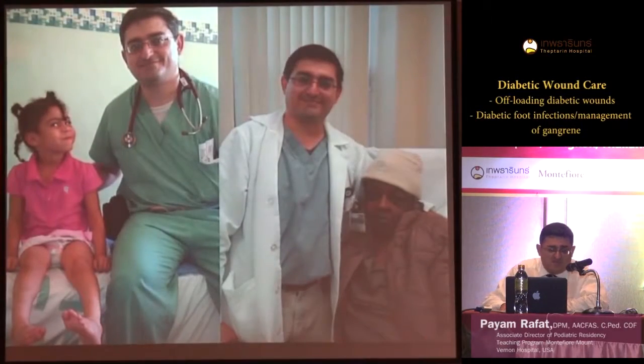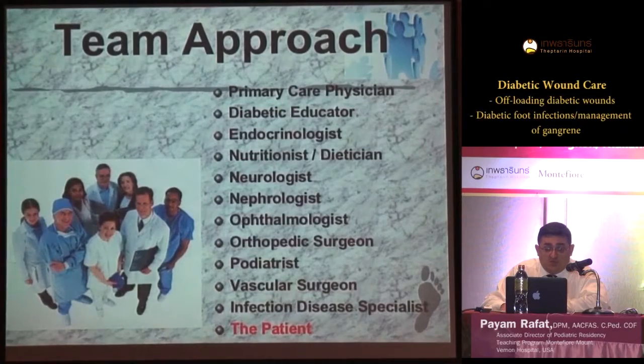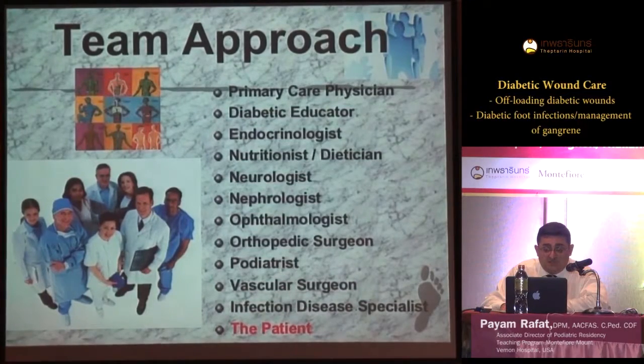So our diabetics may be young and old, but we need to take a team approach at this. We need to incorporate our primary care physicians, diabetic educators, our endocrinologists, nutritionists, dietitians, neurologists, nephrologists, ophthalmologists, orthopedic surgeons, podiatrists, vascular surgeons, infectious disease specialists, but most importantly, we need to have the patient on board and involved.